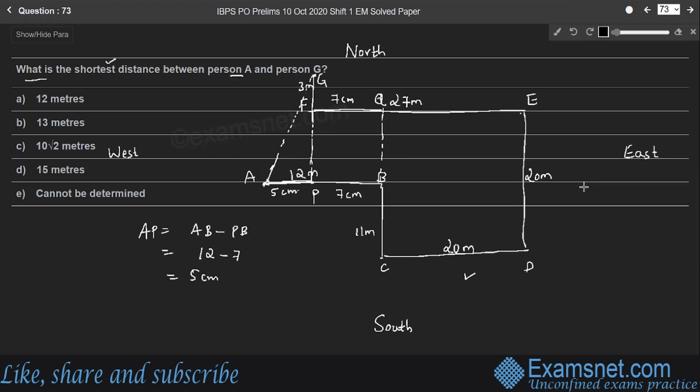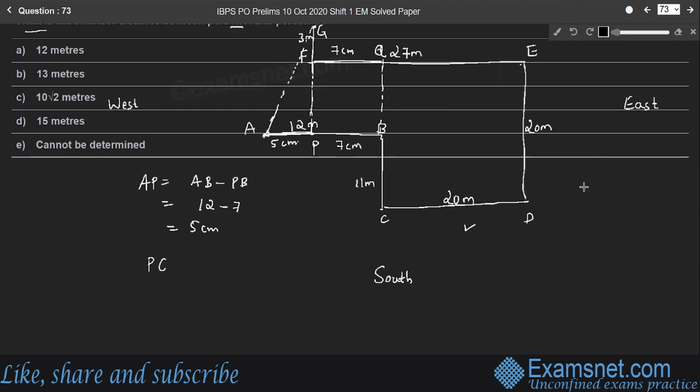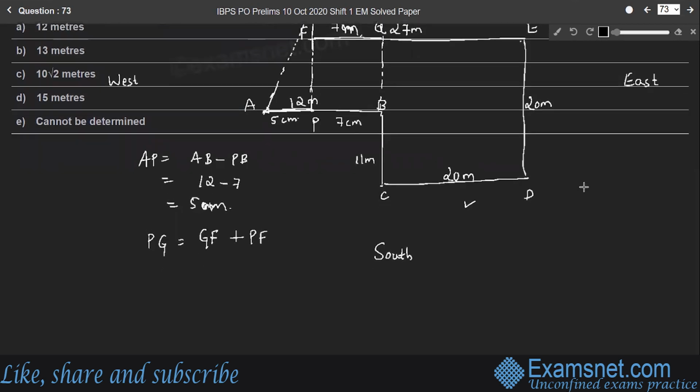Now come to PG distance. PG is equal to, we'll consider GF distance, which is already given as 3 meters. The length is in terms of meter. GF is 3 meter. So PG becomes GF plus PF. So what is the distance PF?